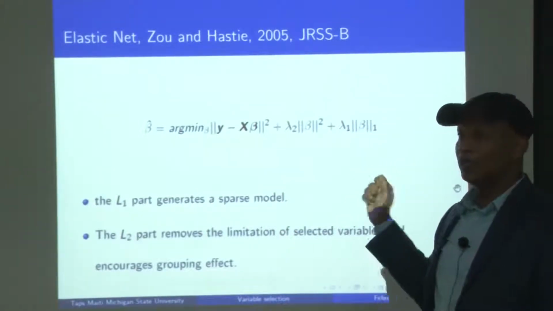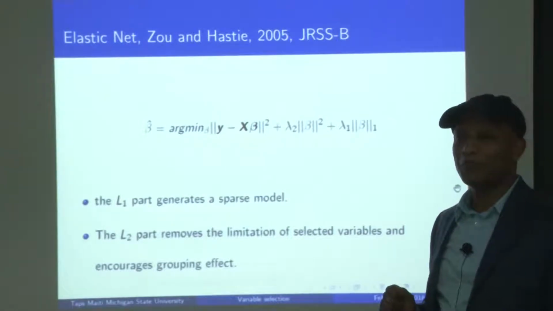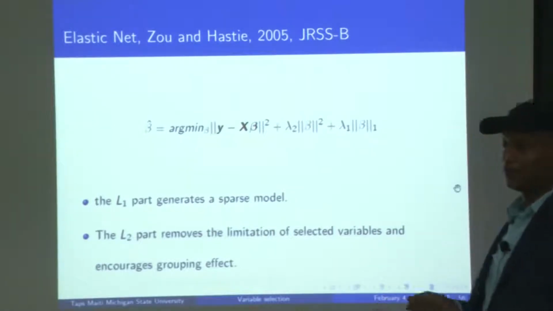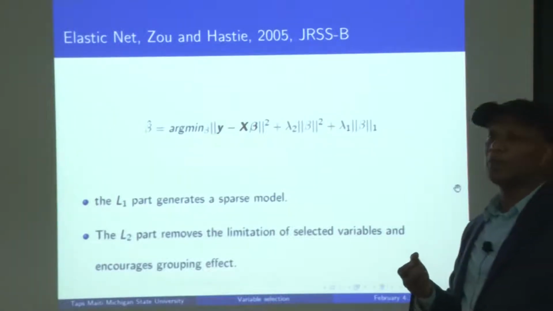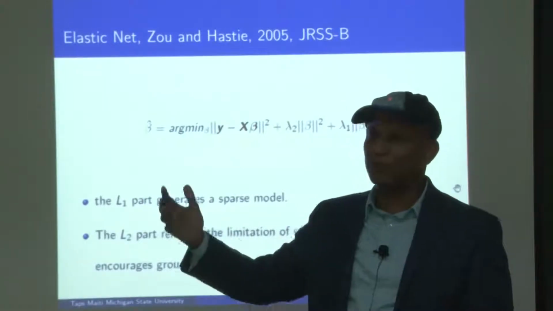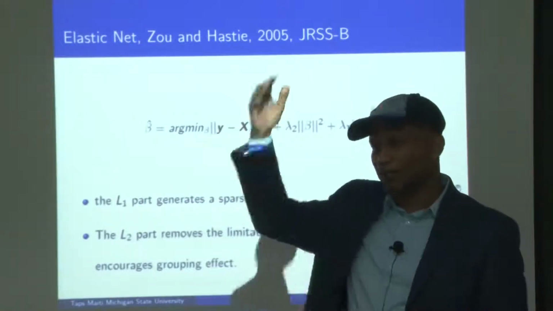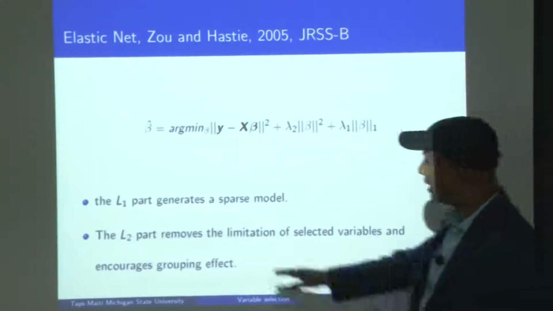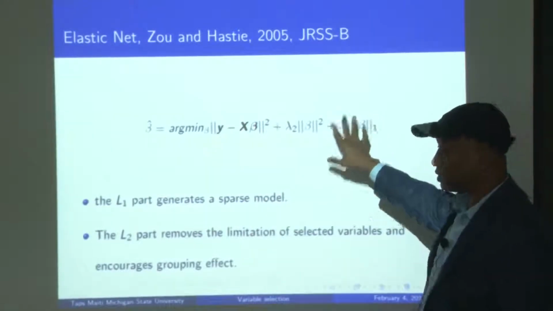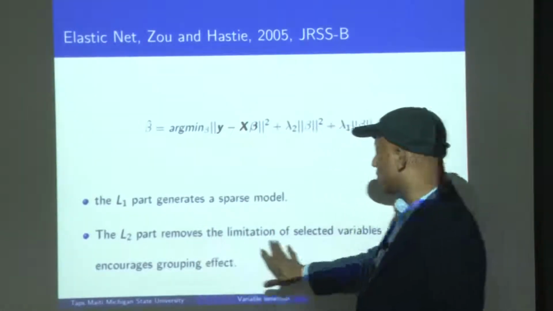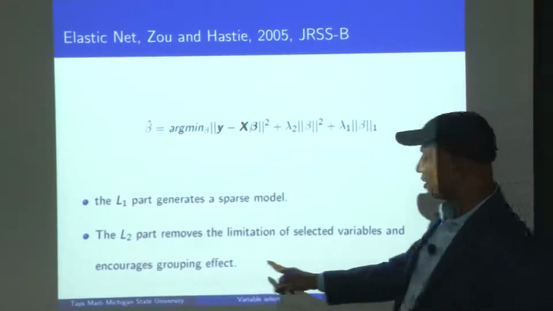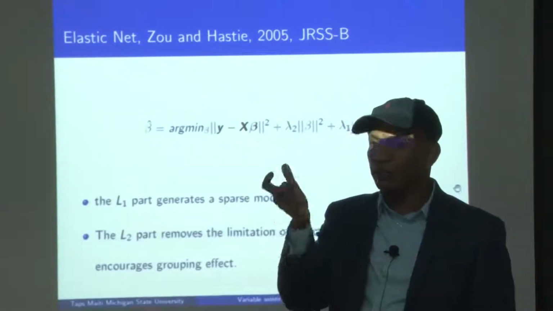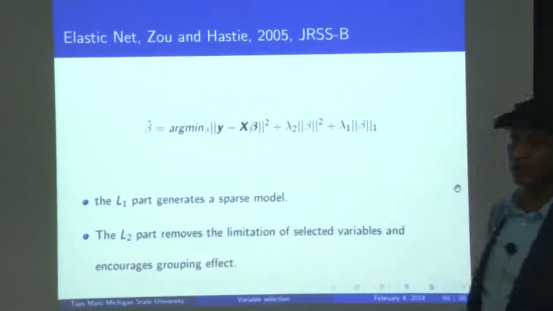Actually, genes are not that highly correlated. But in socioeconomic data, the variables are much more highly correlated. Like they ask you how much income, how much tax, all these derived types of variables, which are highly related, but in the data set everything is there. So as I said, the L1 part generates a sparse model, that's the sparsity. And the L2 part removes the limitation of the selected variables and encourages a grouping effect, which means that if they are multicollinear, they are in the same group. So it still works.